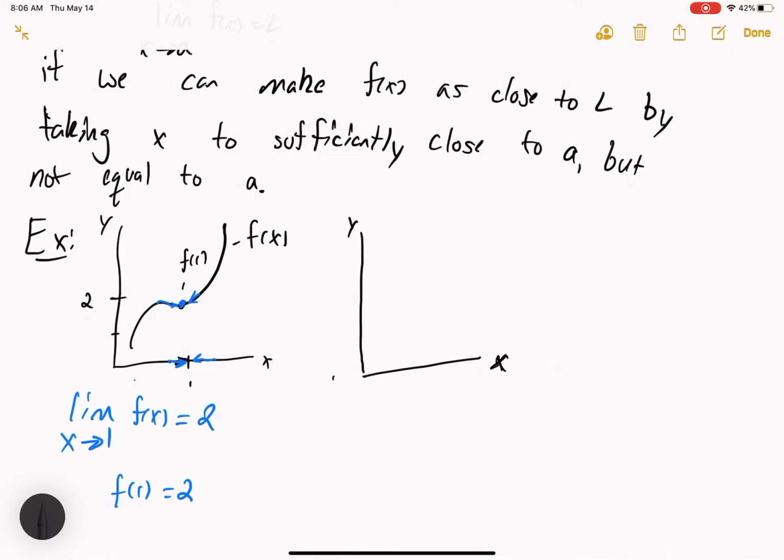That's why. Let's see if I can. Oh, that's close enough. Nah, I don't like it. All right, that's close enough. Pretend it's the same curve roughly. So here will be 1, and call this point 2. Now we're just going to put a hole there. So now we say, f of 1 is not defined.